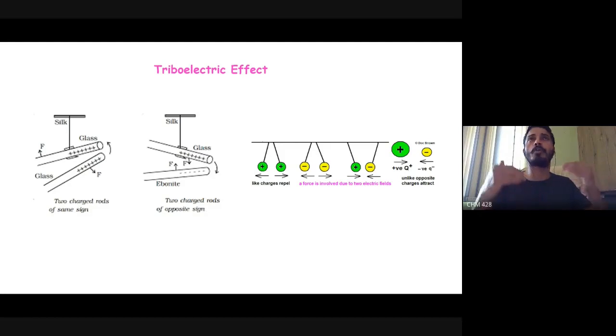And interestingly, they observed that different materials had different capability for acquiring this charge by rubbing. And this phenomenon, they named it the triboelectric effect. They found that different materials acquired different types of charges. Some got attracted strongly, some got attracted mildly, some got repelled mildly, some got repelled very strongly. And based on this, they made a series called the triboelectric series.